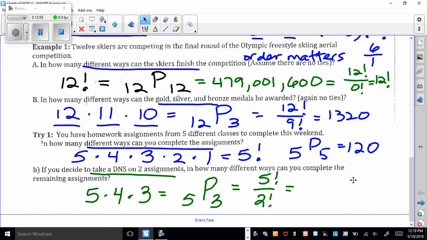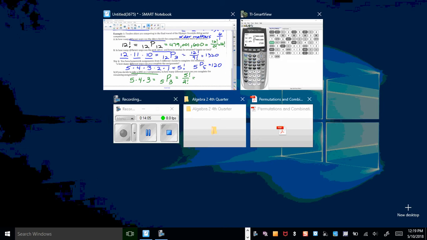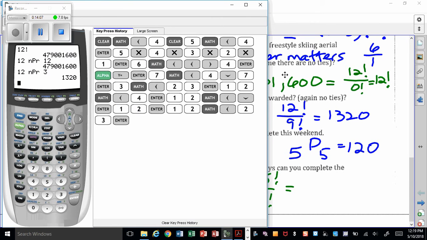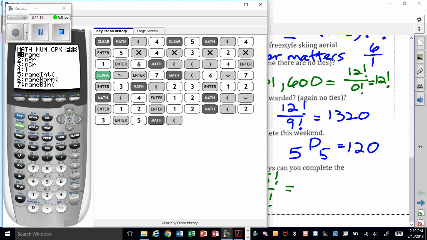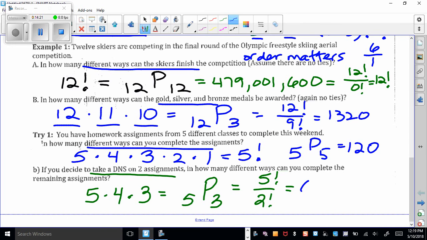If we do that on our calculator, we type 5. It's a permutation, order matters, so we go to P, number 2. Then we're doing 3 of our assignments, so we're picking 3. That would be 60. So that cut our number of different ways in half.